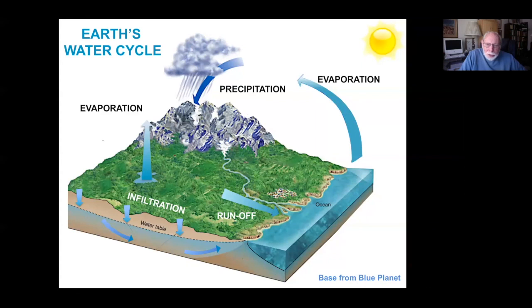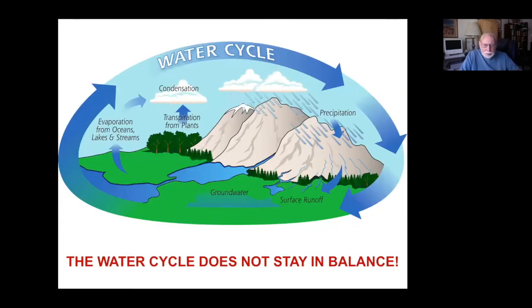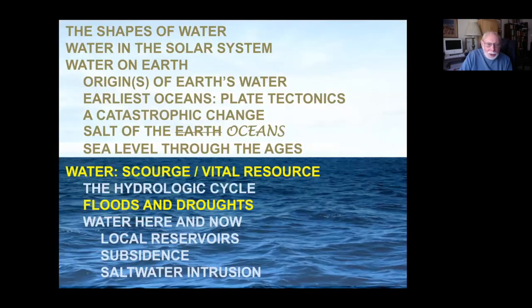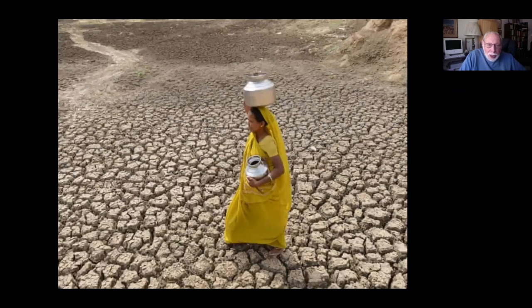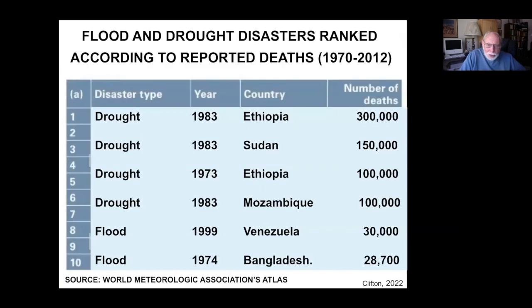And disruptions of this cycle are what give us problems, because the water cycle does not stay in balance. There are floods and there are droughts. Many places have either too much water or not enough. And the droughts have killed an awful lot of people. They are probably one of the more dangerous things that happens to humans on the planet.